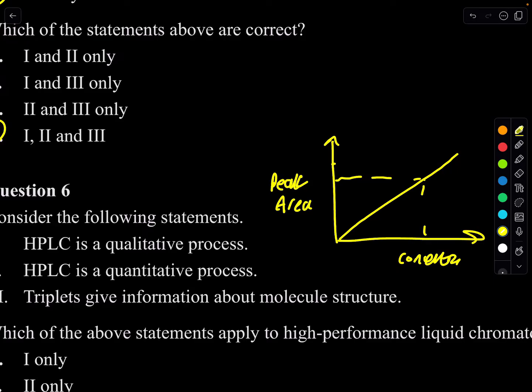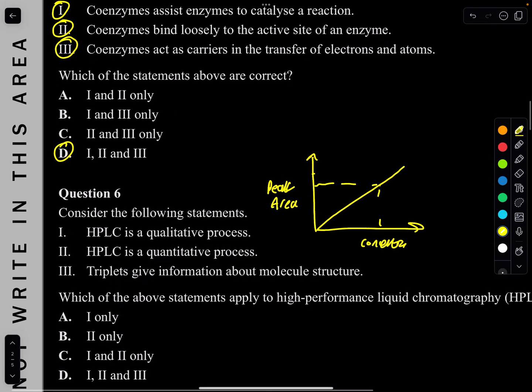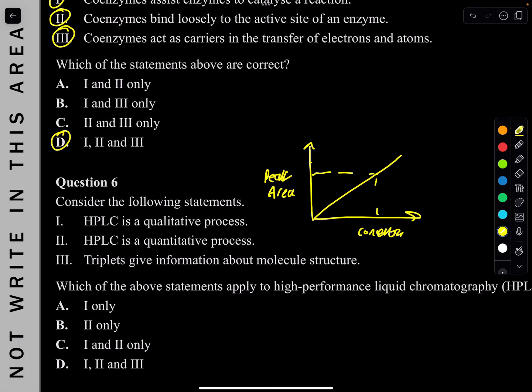There are many questions, especially in VCAA, where you have the peak area and concentration, and it's a quantitative test. It tells you the concentration. So HPLC is a quantitative process. So it's both qualitative and quantitative. Next one: triplets give information about a molecule's structure.